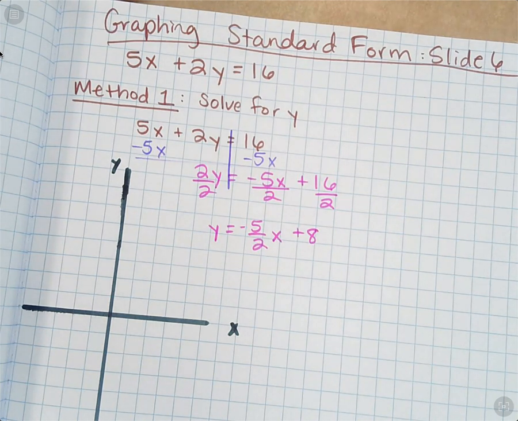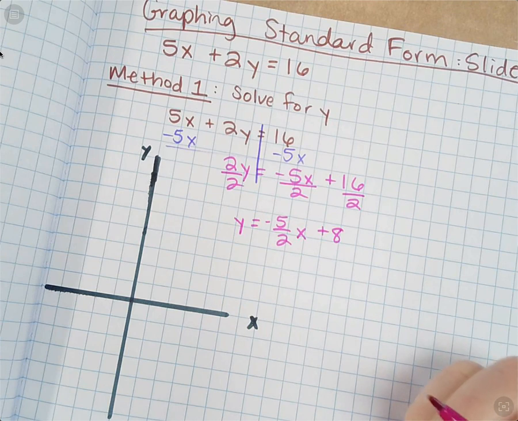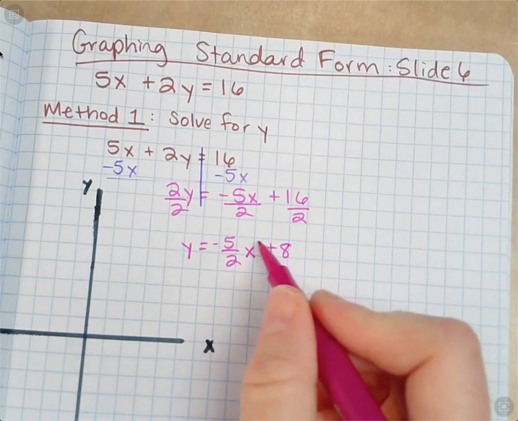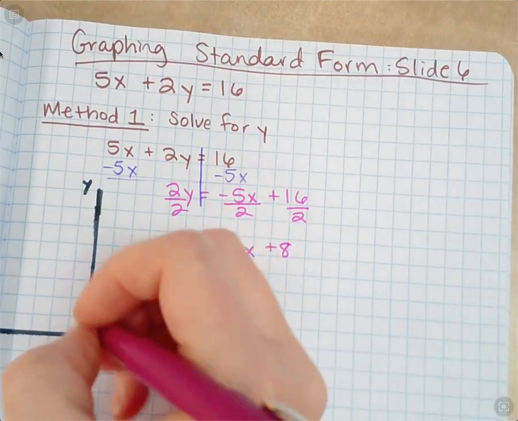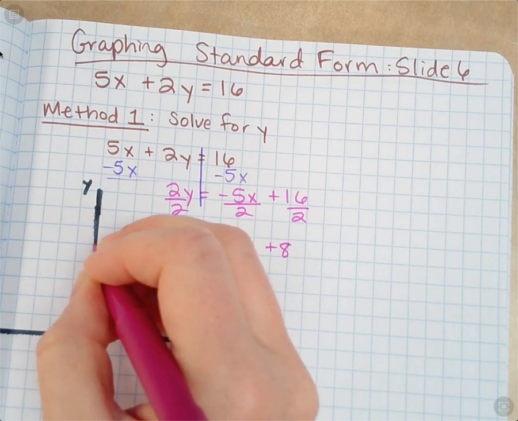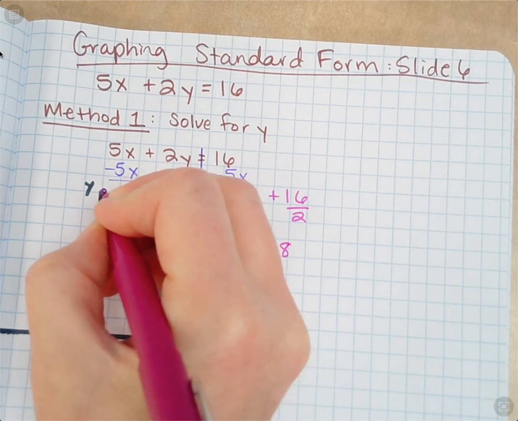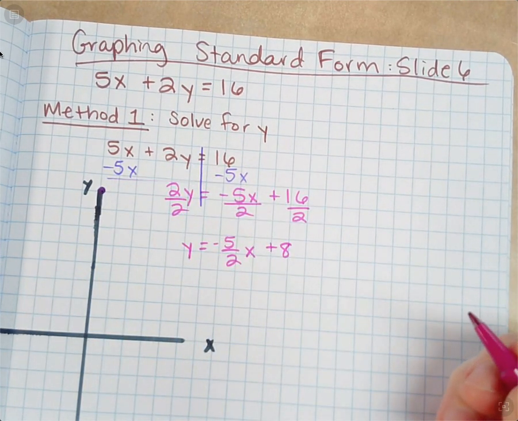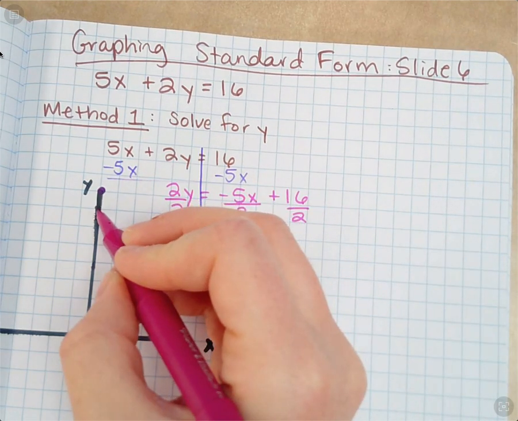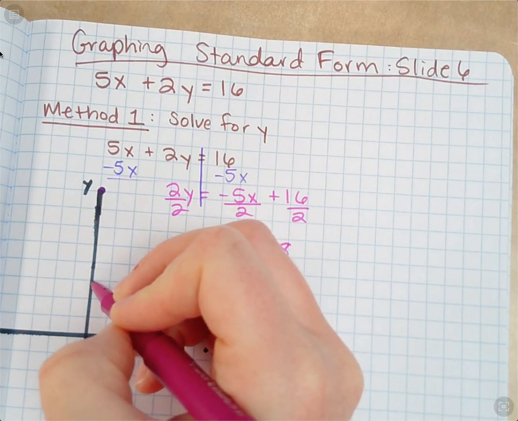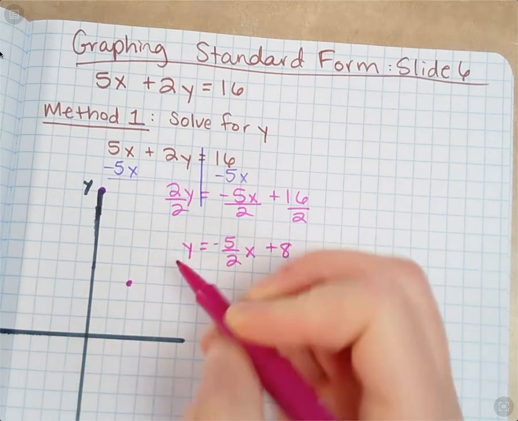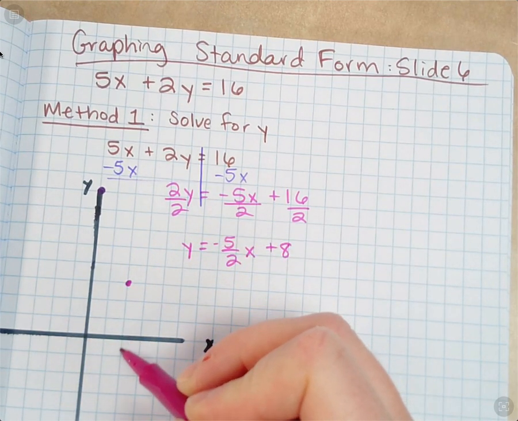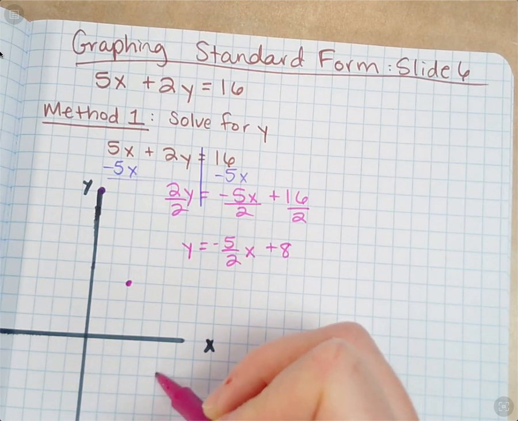Thank you, Carter. So we're going to graph the y-intercept, so plus 8. So 1, 2, 3, 4, 5, 6, 7, 8. And then down 5 over 2. Down 1, 2, 3, 4, 5 over 2.